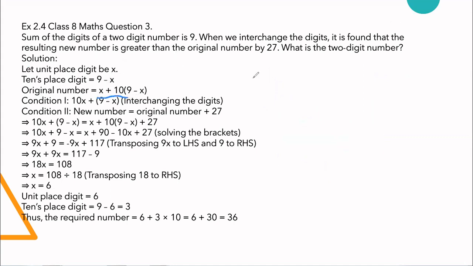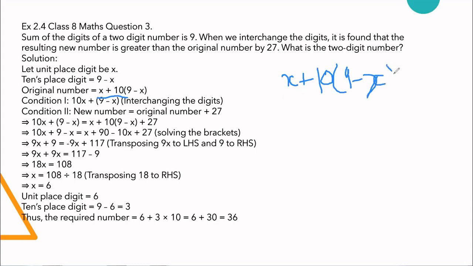Now, how can we interchange the digits? What is our original number? x plus 10 multiplied with 9 minus x, isn't it?